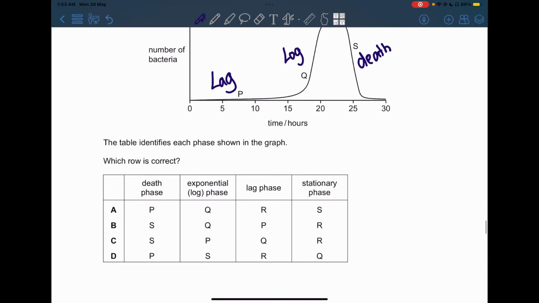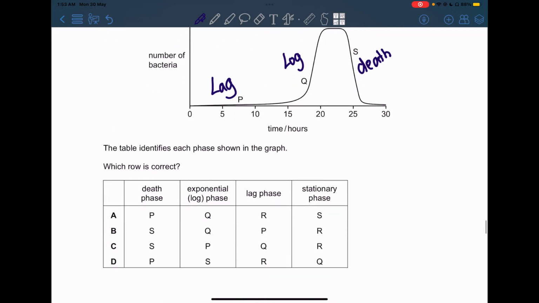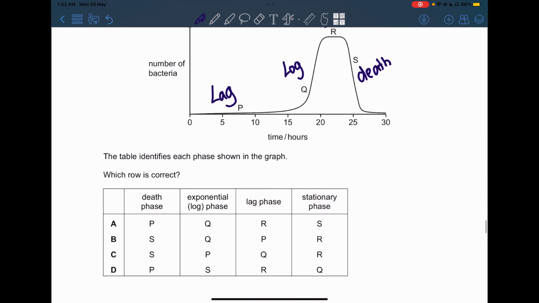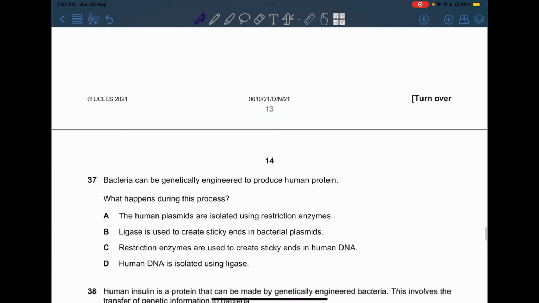Now, we have to see which of the options over here comply with what I just said. Now, the stationary phase, I've said that it's actually R, so we're going to be choosing between B and C over here. Now, the lag phase, I've said it is P, so our answer will be actually B over here. And also the exponential phase, which is otherwise known as the log phase, is Q, which is just over here, and S is the death phase, so that's just over here as well.